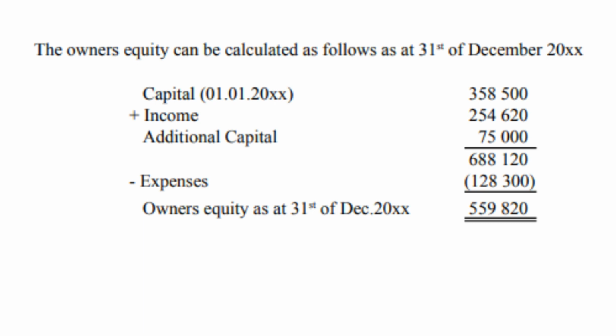Then as I said, the expenses should be deducted from the remaining equity value. Here the expenses are rupees 128,300. Therefore the owner's equity as at 31st of December 2022 is rupees 559,820. Let's discuss the business transactions affecting the accounting equation in the next video.